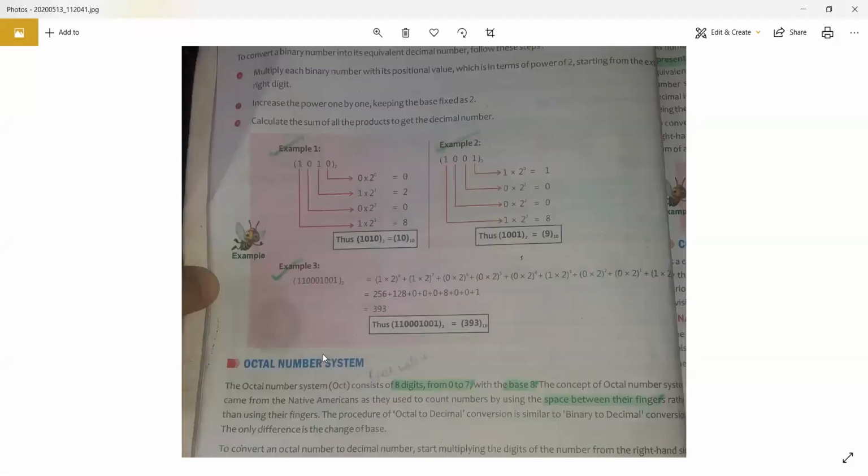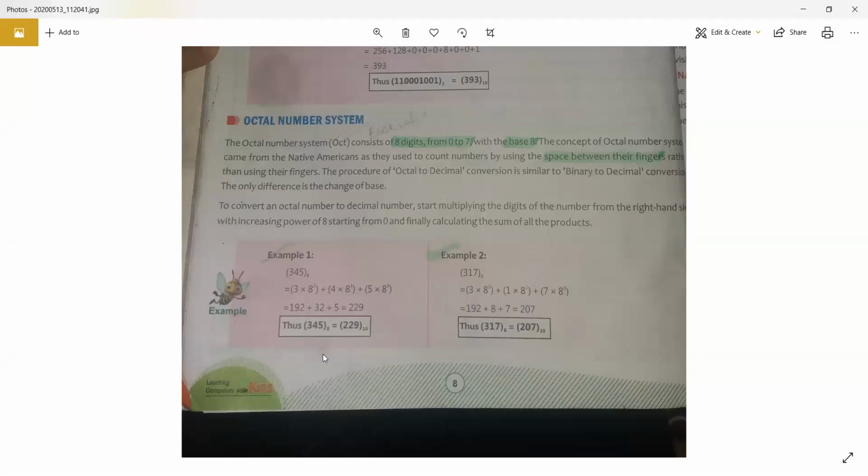Next is the octal number system. Now what is the significance of using this octal number system? People in ancient times used to count from the gaps of their fingers. As we have 5 fingers in one hand, we are going to have 4 gaps in one hand. As we have 2 hands, so 8. All right, so they use digits 0 to 7. So 0 to 7 means that the base of the number system is 8 and the digits we are going to use are 0 to 7.